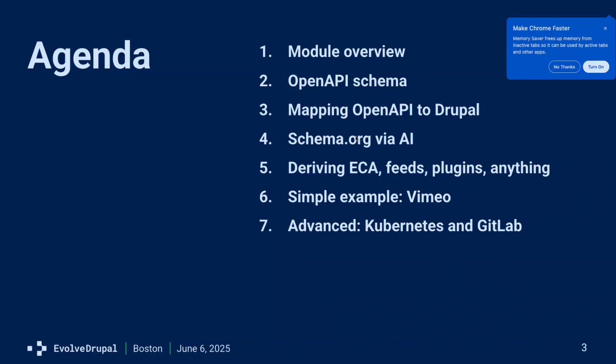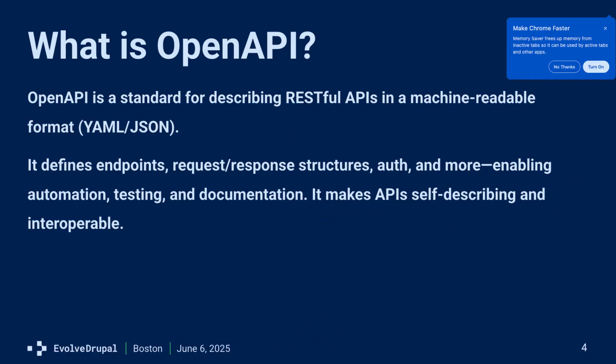Today we're going to talk a little bit about a new module that we're going to release, and talk more about the API schema, mapping API, and some of the challenges we see with mapping API to Drupal. We'll talk about schema.org, deriving from ECA feeds, plugins, and a couple other examples. We're going to use Vimeo as an example of an API, and Brian will show some other things we were able to do with this.